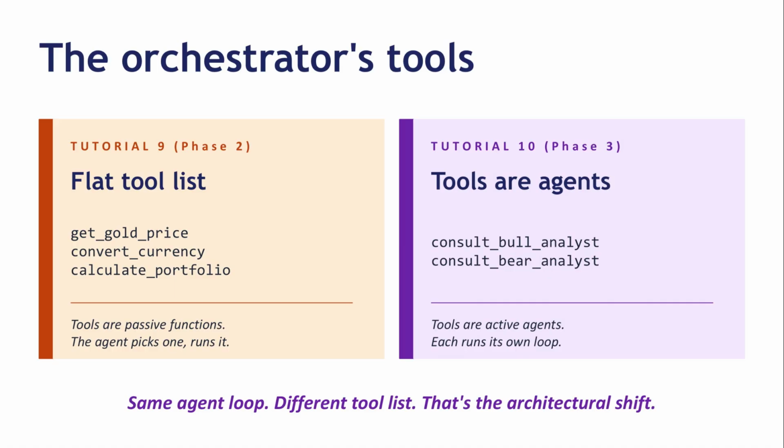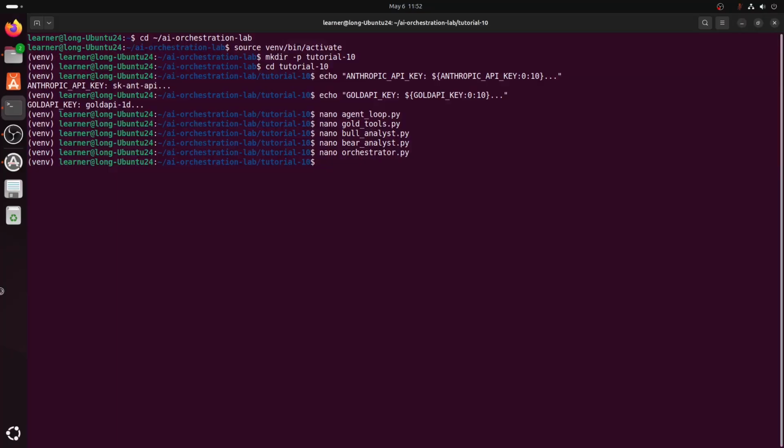3 queries. The first is trivial, just asking the price. The orchestrator system prompt allows it to skip consulting analysts for trivial questions, so we'll see how it handles that. The second is substantive. Should I be buying gold? That should trigger both analysts. The third asks about a specific investment, 50,000 Australian dollars into a kilogram of gold.